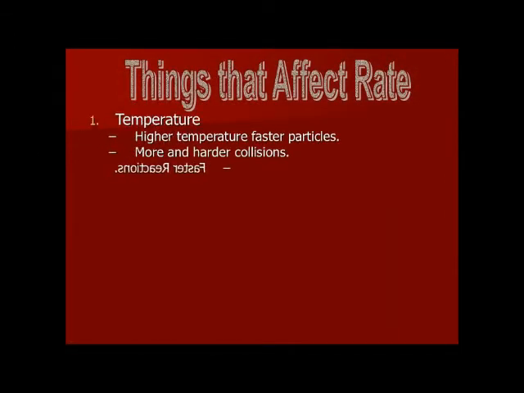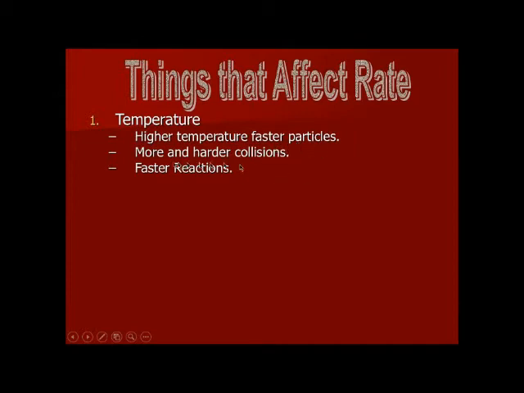Another thing that can affect the rate of reaction is the temperature. Temperature is kinetic energy. As the temperature increases, molecules vibrate faster, and atoms and ions and everything else. So temperature is the kinetic energy, the motion of molecules. If you have a higher temperature, the particles are moving faster. That's exactly what temperature means.